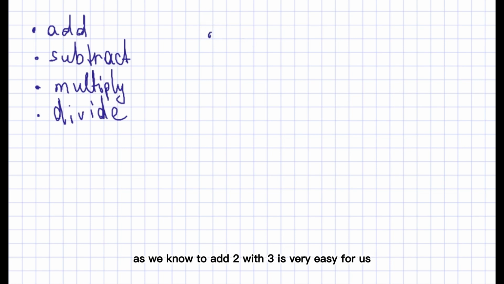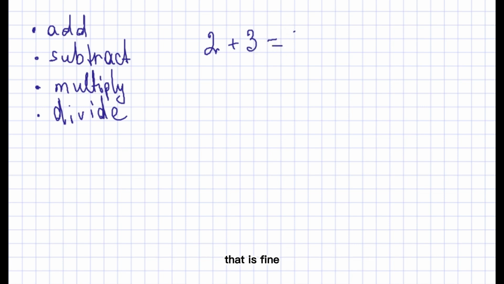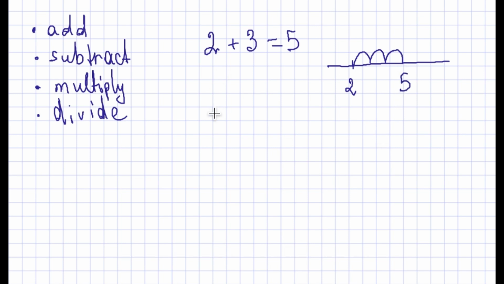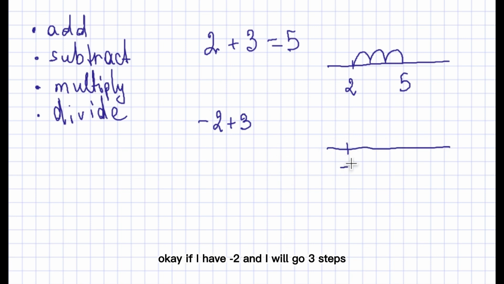Okay, as we know, to add 2 with 3 is very easy for us. That is 5. What does it mean? We have 2 and we need to go 3 steps on the number line. That will be 5. But what about -3 plus 2? Okay, if I have -2 and I will go 3 steps, that is -1, 0, and 1.